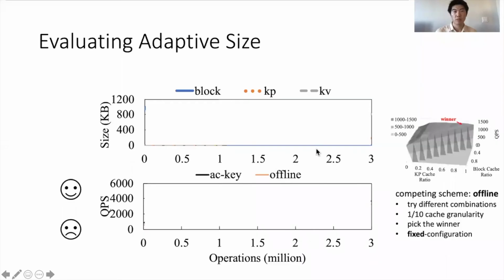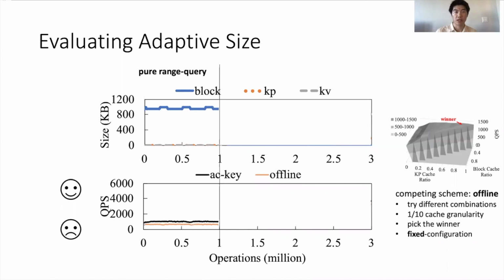In the first 1 million queries, we use pure range query. As we can see from the top figure, AC key has allocated all the caching space to block cache. This is because the point caches, meaning KP cache and KV cache, cannot support range query. So AC key correctly allocates all the caching space to block cache to support range query.